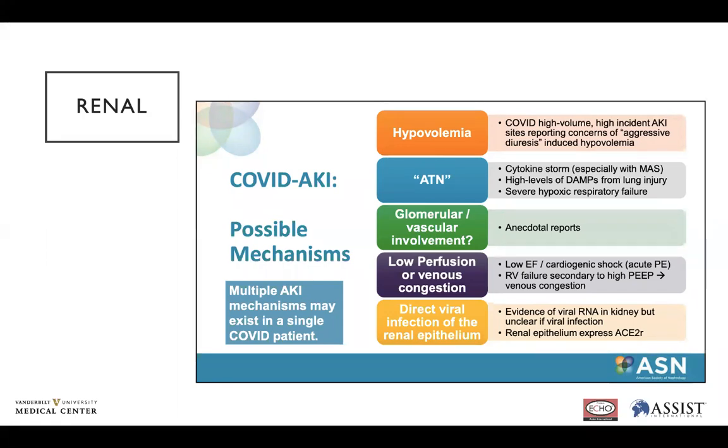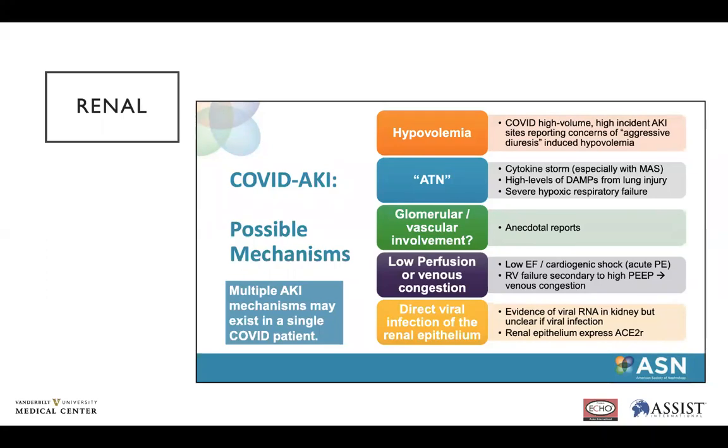Moving specifically into the image in front of you, there are 5 different mechanisms listed here for how a patient with coronavirus may develop acute kidney injury. The first one, hypovolemia, is likely due to all of these patients having severe hypoxia. Oftentimes in patients with hypoxia, we attempt to aggressively diurese them. This aggressive diuresis could lead to an induced hypovolemia, leading to the kidney injury.